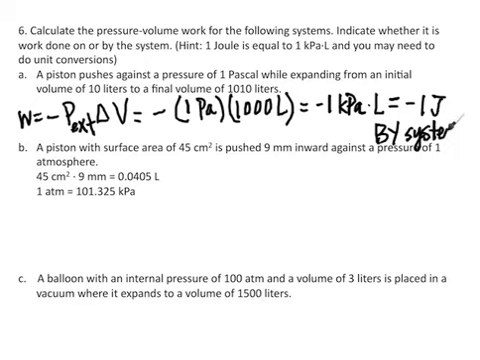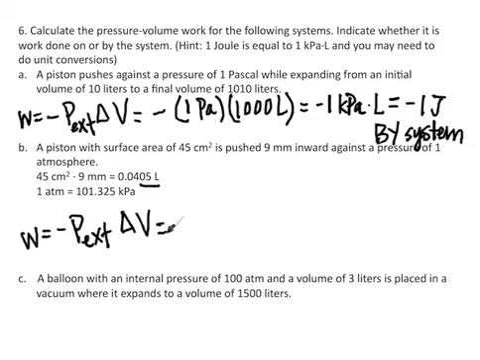A piston with a surface area of 45 centimeters squared is pushed 9 millimeters inward against a pressure of 1 atmosphere. And so he also gives us calculations already done for us, which is really nice. Okay, so let's do the work formula again. So work equals minus P external. So again, you see here, the question is saying it's pushed against a pressure of 1 atmosphere. So that's the external pressure. And then delta V. So the delta V is this value. Okay, so it's the area times the depth, right? So that's volume.